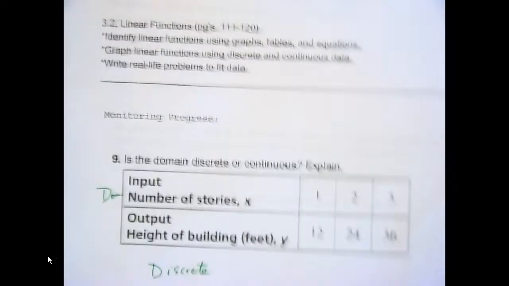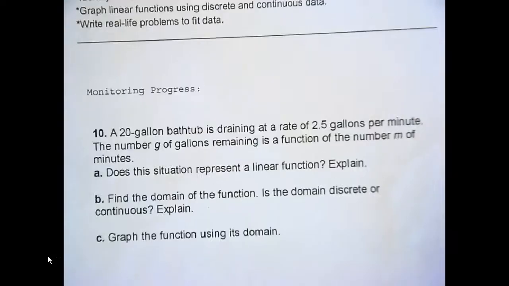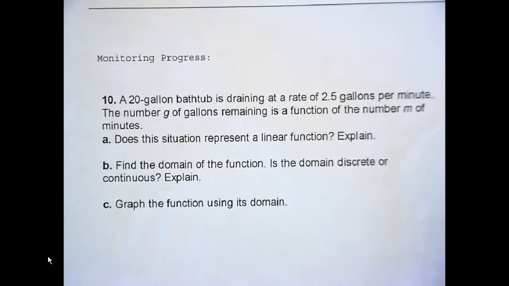All right. Now, moving on to number 10. A 20-gallon bathtub is draining at a rate of 2.5 gallons per minute. The number of gallons G remaining is a function of the number of minutes. Does this situation represent a linear function? Explain. What do you guys think? Who says yep, it represents linear? Who says nope, does not represent linear? Why? Some of you didn't even vote.